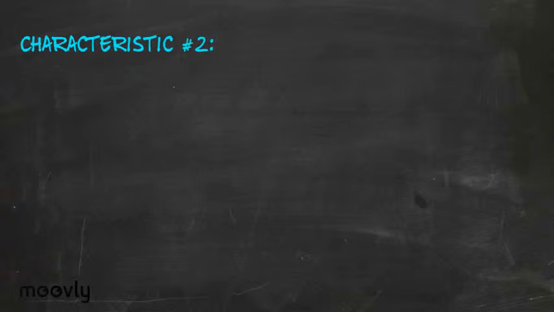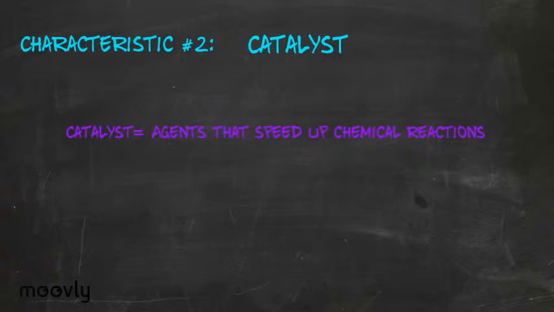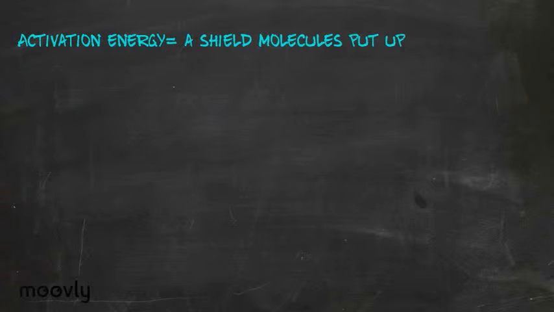The second characteristic of an enzyme is that it is a catalyst. A catalyst is an agent that speeds up chemical reactions. Enzymes speed up chemical reactions primarily by lowering the activation energy. Activation energy is like a shield that 2 molecules put up. Enzymes break down this shield to speed up chemical reactions.